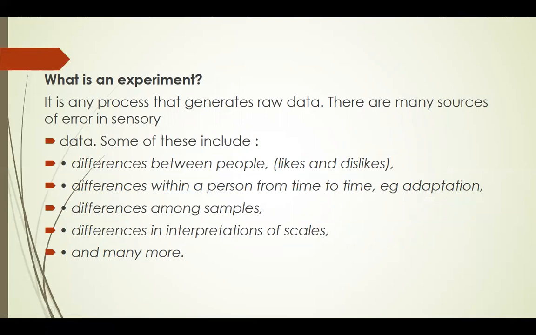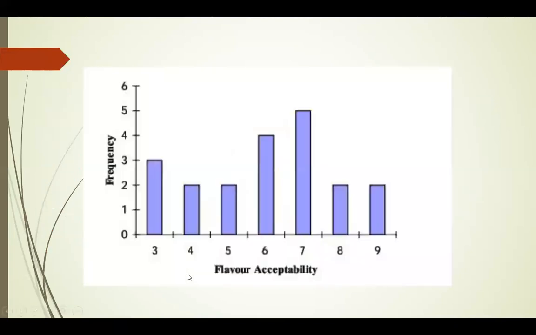There are many sources of error in sensory data. Some of these include differences between people, whether they like or dislike, differences within a person from time to time, or adaptation, differences among samples, different interpretations of scales, and many more. So we try to exclude all of these mistakes.